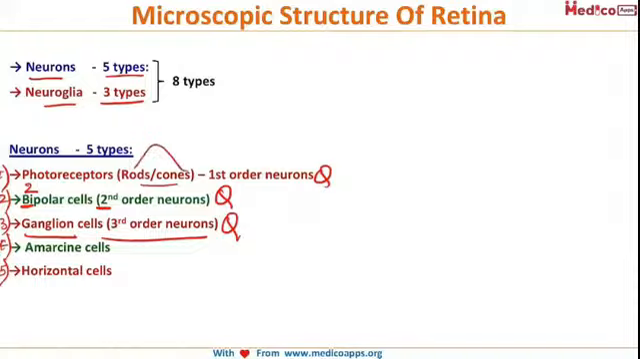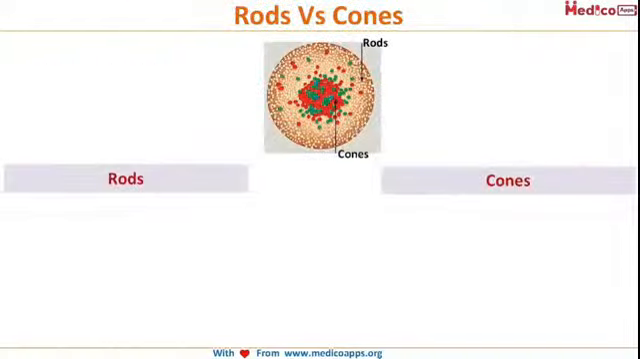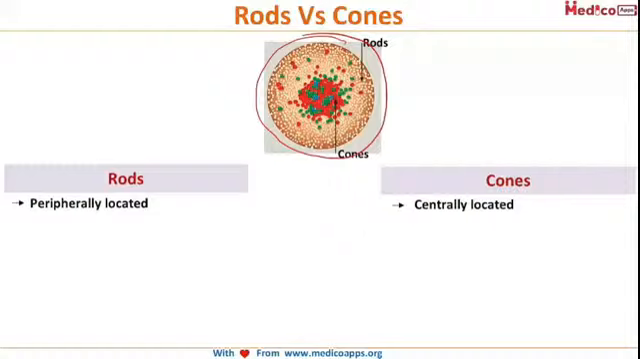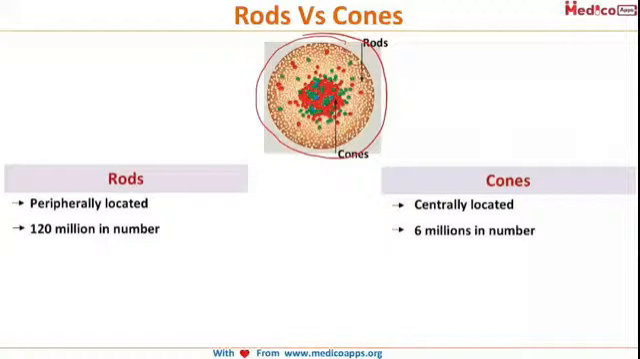Let's study these rods and cones in detail. This is your fundus with its distribution of rods and cones. You can see the cones are concentrated more in the center. All these colored dots are our cones and our white dots are rods. So rods are peripherally located and cones are centrally located. Now come to the number. You can see from the picture also the rods are very much high in number compared to the cones. That's almost 20 times the number of cones. Rods are 120 million in number and cones are only 6 million in number.